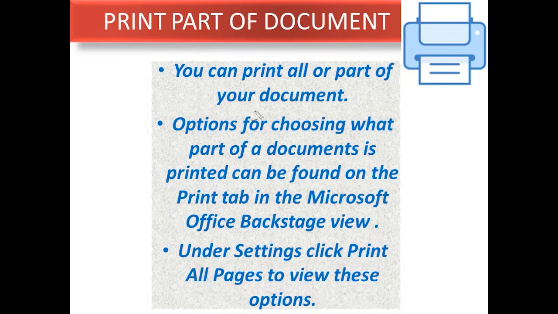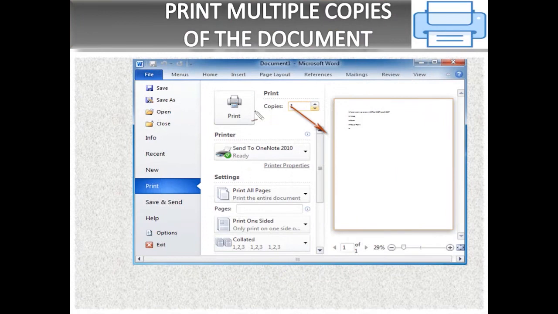Now the next part is print part of a document. If you want to print any part of your document, you can do it. You can easily print all or any part of your document. Options for choosing what part of a document is printed can be found on the Print tab in the Microsoft Office Backstage view. Before printing, if you want to see the preview of your document, you can see it from the Page Layout option. Now, print multiple copies of the document.